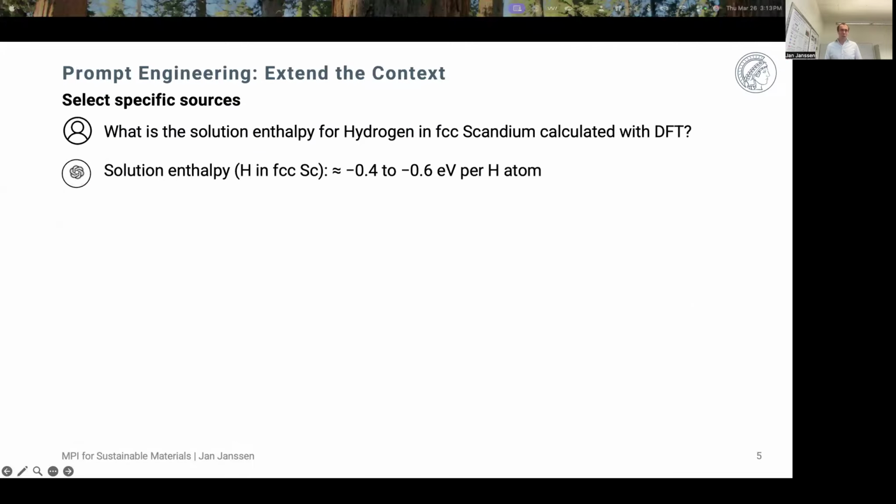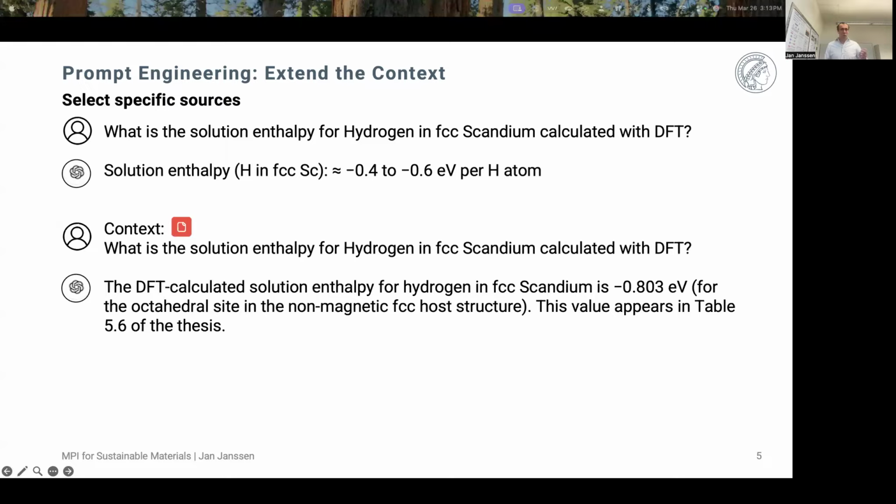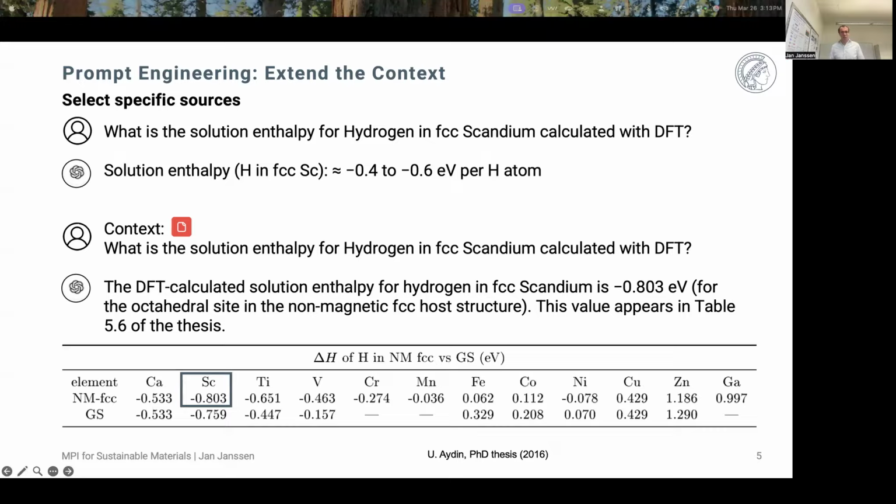So that's what I want to show next, and that's really commonly referred to as prompt engineering. Right? So before we had just the question without any additional context. Now you can take the PhD thesis, provide it as an input, like a context for your model, and then ask the same question again. Right, and then it replies and says, okay, the DFT calculated solution enthalpy for hydrogen in FCC scandium is minus 0.803 electron volts on the octahedral site, and it already gives us the right reference. So this value appears in table 5.6 of the thesis.